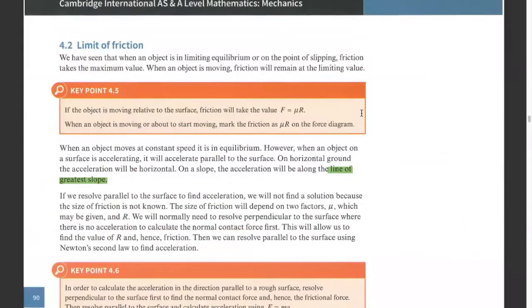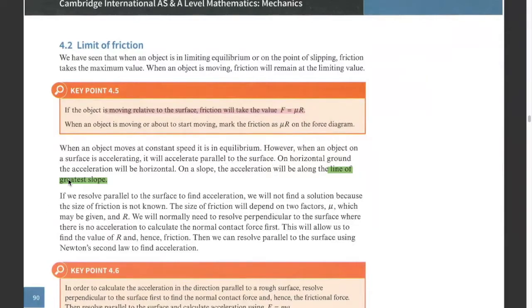And then, this is what we recorded last time. F is equal to mu R at the point of motion and when the object is moving.